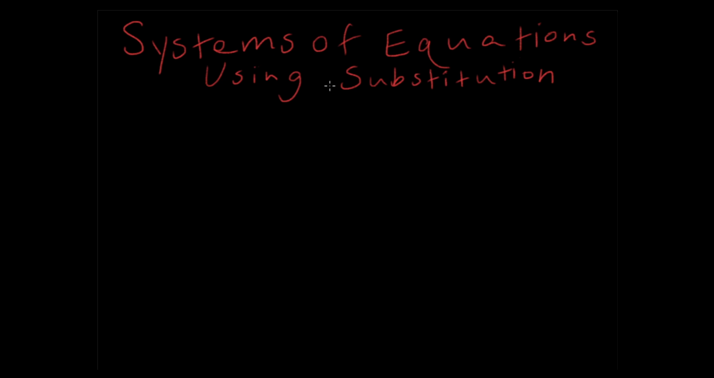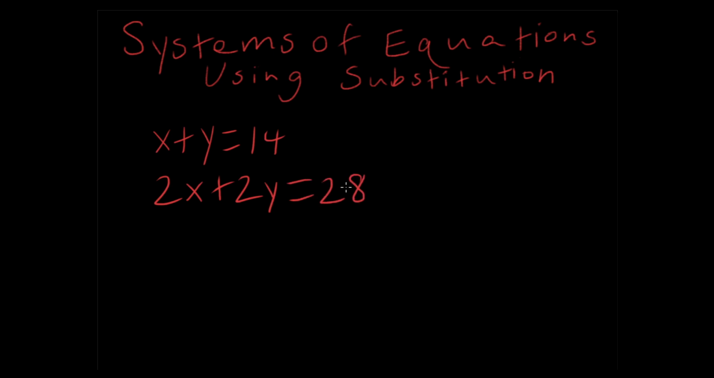Basically, a system of equations is two or more equations that have the same variables. Here's an example. An example would be x plus y is equal to 14, and then 2x plus 2y is equal to 28.